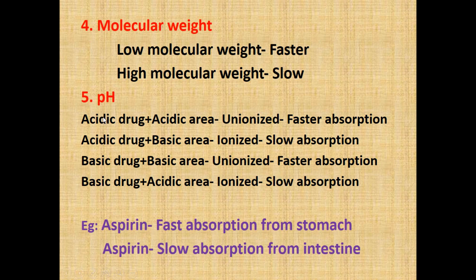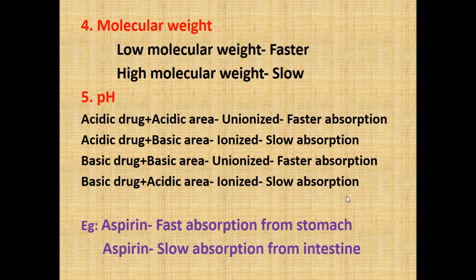For example, if an acidic drug enters into an acidic area in the body, it becomes unionized and will absorb faster. But the same acidic drug, if it enters into a basic environment, becomes ionized, and then it will absorb slowly or won't absorb. Vice versa for the basic drug. A basic drug entering into a basic area becomes unionized and will absorb faster. A basic drug entering into an acidic area becomes ionized, with slow absorption. Simply, what type of drug you are giving and which area of the body it is going into will decide whether the drug becomes ionized or unionized.